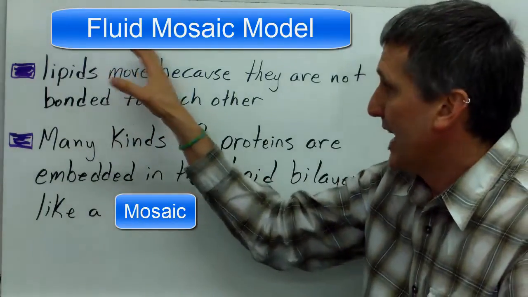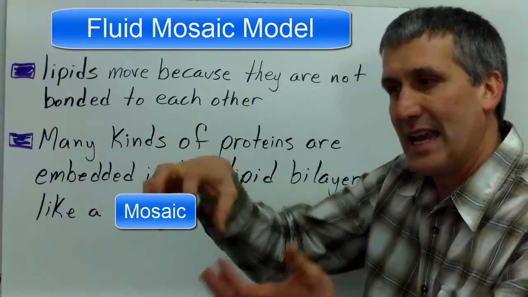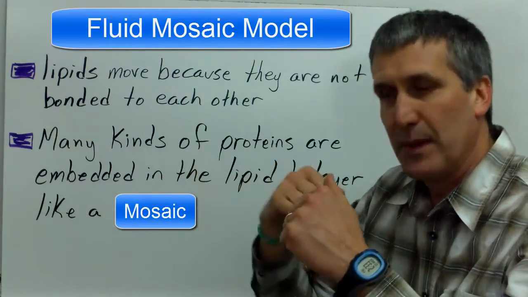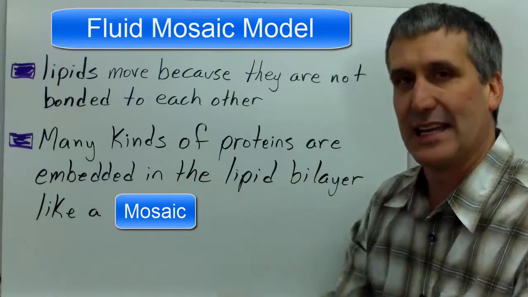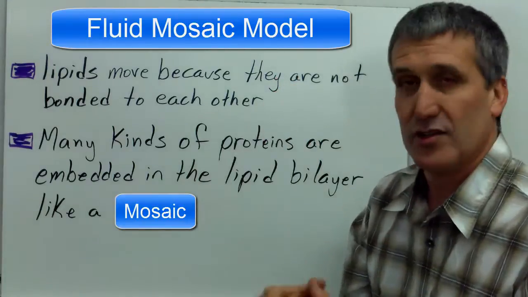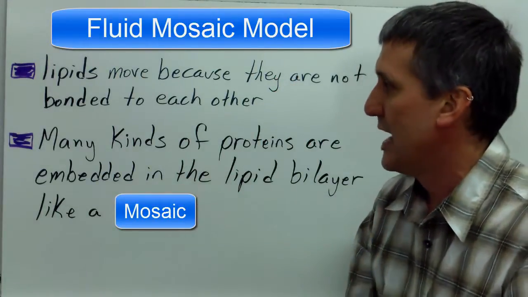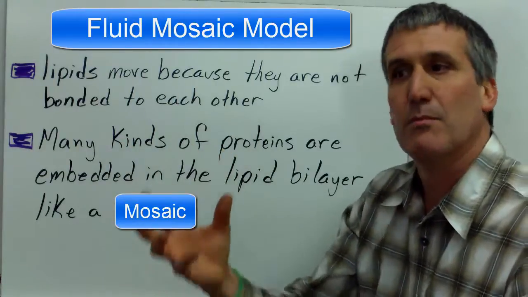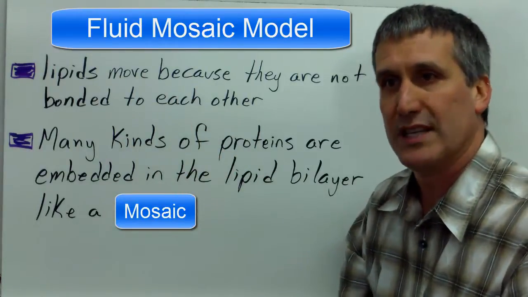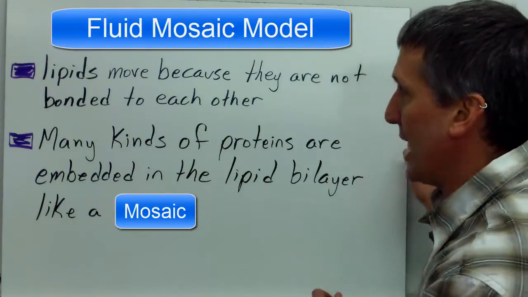And then in that structure there are many kinds of proteins that are embedded in that fluid lipid layer that's just maintaining itself. So that's what makes the fluid mosaic model. The fluidness is because the lipids are not actually bonded to each other, and then the mosaic is that there's a mosaic of many different types of proteins embedded in that fluid lipid bilayer.